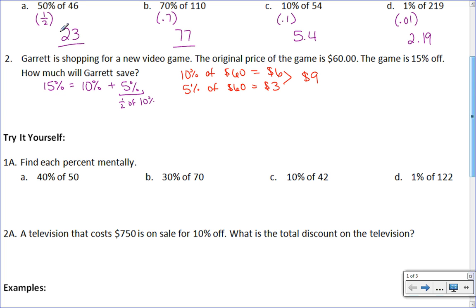Okay, for these you should have gotten 20, 21, 4.2, and 1.22, and then for 2A, $75.